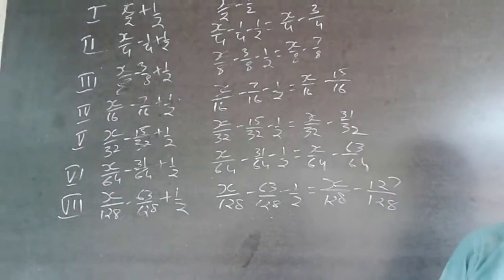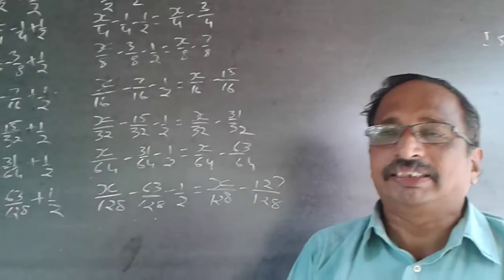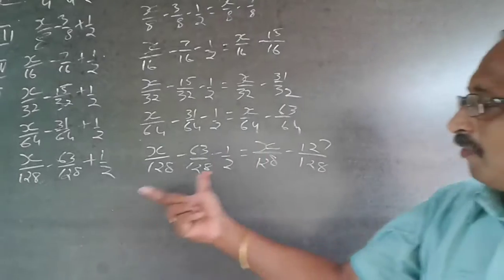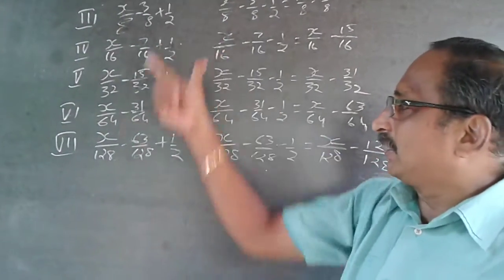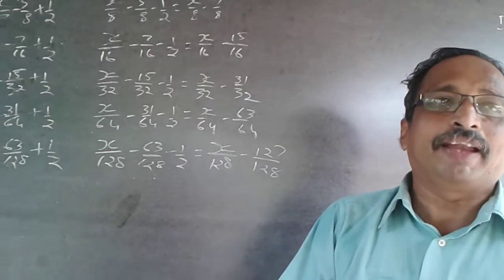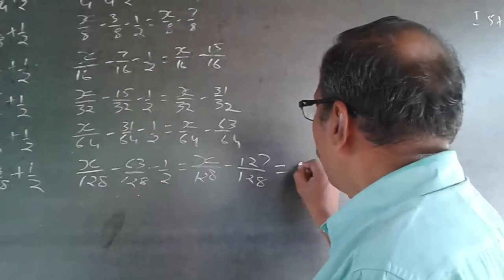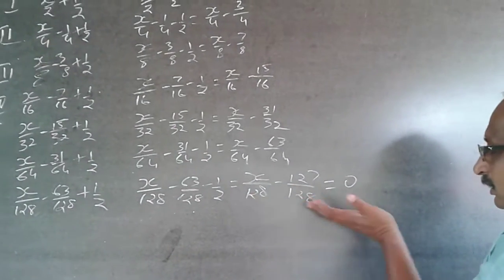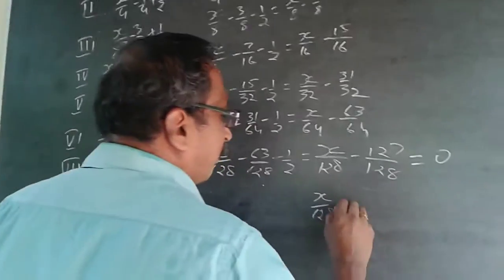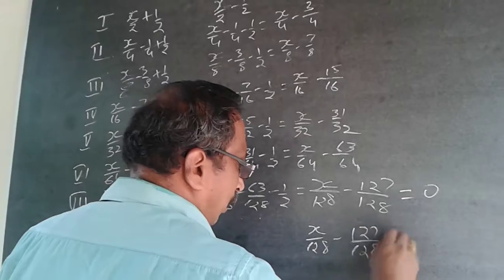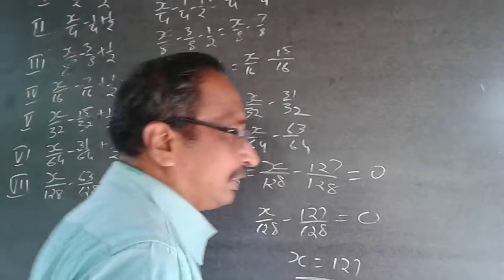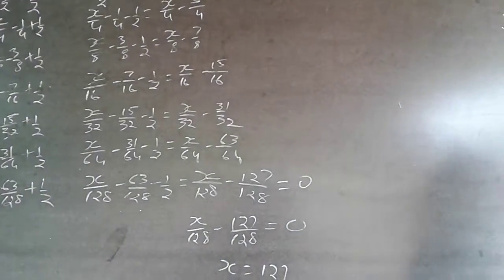The other way of doing it is, whatever balance he has got after the 6th, he is giving to the 7th person, and does not have anything, means x by 64 minus 63 by 64 will be equal to this. This is better than this. But the easier way of doing it is, after the 7th person, he does not have any balance. So equate this to 0, because after the 7th, this is the remainder. This becomes 0. So what will happen is, x by 128 minus 127 by 128 will be equal to 0. This 128 will get cancelled out. X will be equal to 127. The answer is 127. He had 127 apples initially.